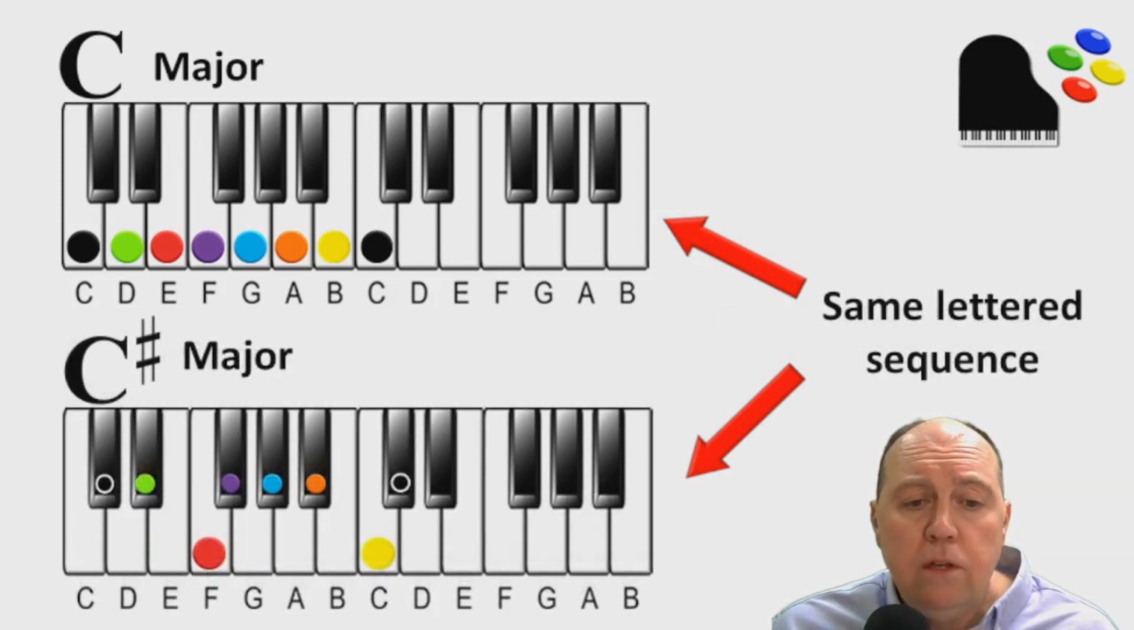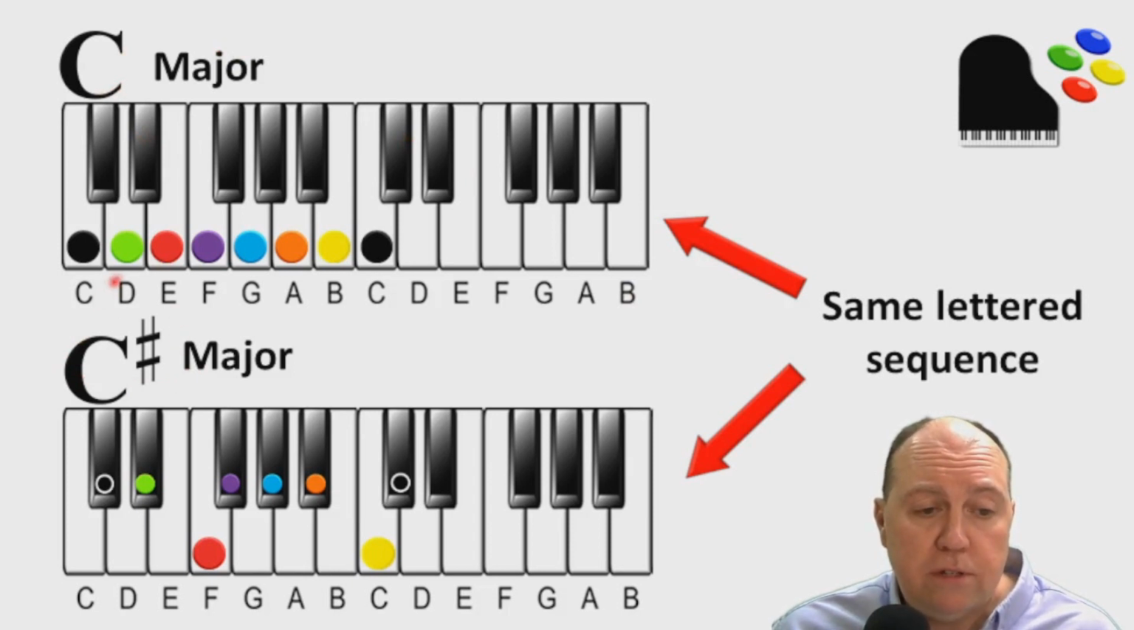Okay. So here we have an example of a parallel lettered key. Here we have C major and C sharp major. So C major, as we just discussed earlier, C, D, E, F, G, A, B. And then here we have C sharp major. Now it's the same lettered sequence, even though the notes are different. C sharp, D sharp, E sharp, F sharp, G sharp, A sharp, B sharp, and then back to C sharp again.